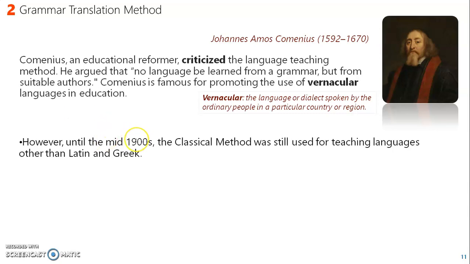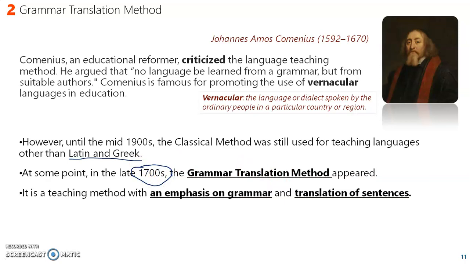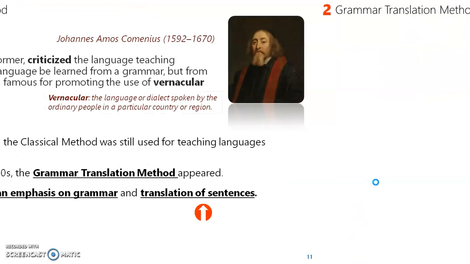Now, until the 1900s, the classical method was still used for teaching languages other than Latin and Greek. And when the classical method was used for languages other than Latin and Greek, it was called the grammar translation method, and the term appeared in the late 18th century. It was a teaching method with emphasis on grammar and translation of full sentences.